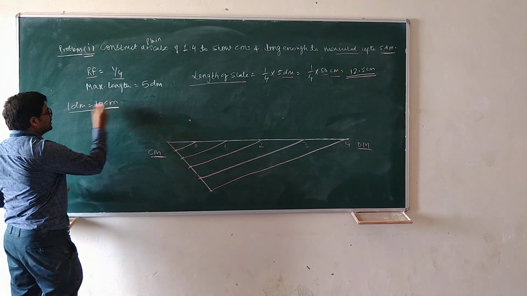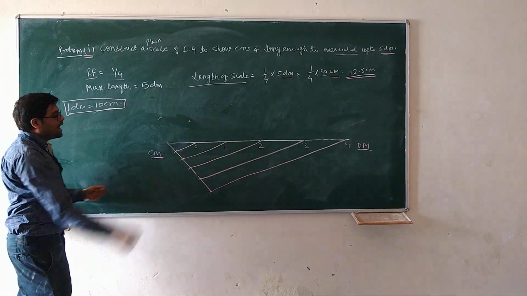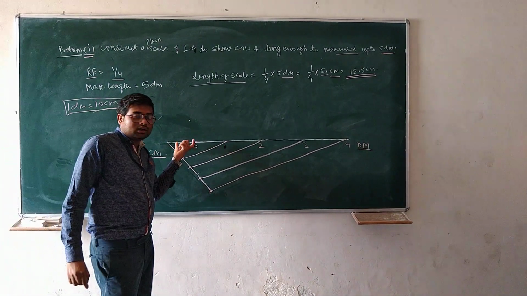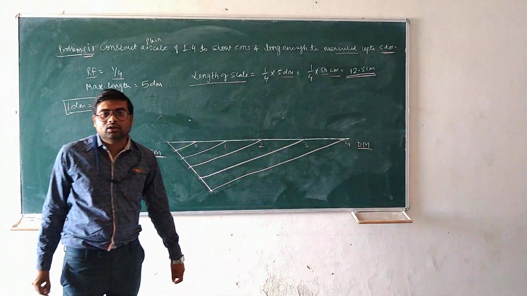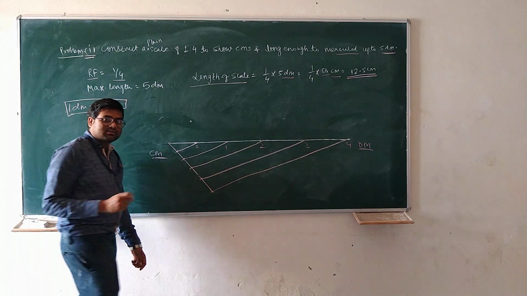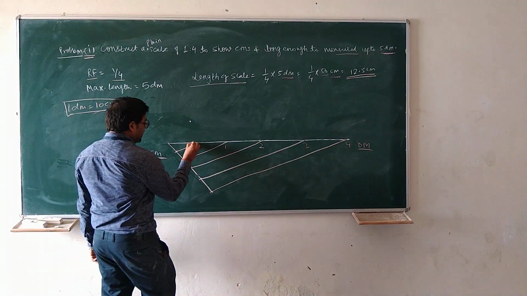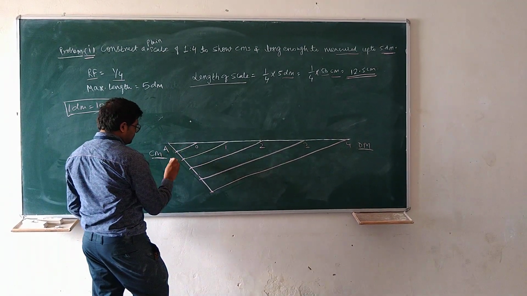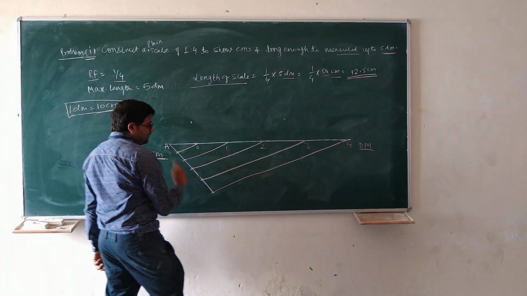1 decimeter is equal to 10 equal parts. So we have to divide the first part into 10 equal parts. Again, with this method, like this is the A.